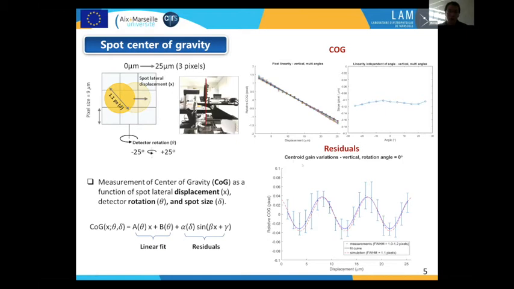Because if the spot becomes smaller, its image will be undersampled, and the amplitude of the centroid variation will become larger. Here we can see the error bar is the measurement, the blue line is a fit curve, and the red line is a theoretical simulation. The fit curve and the simulation have a good correspondence. This verifies the camera has good stability.